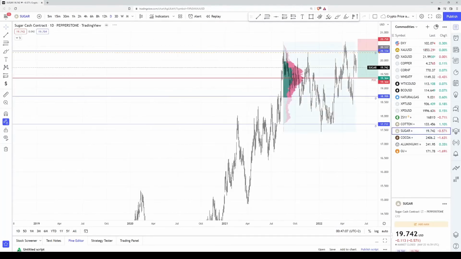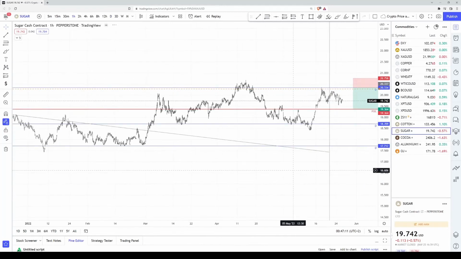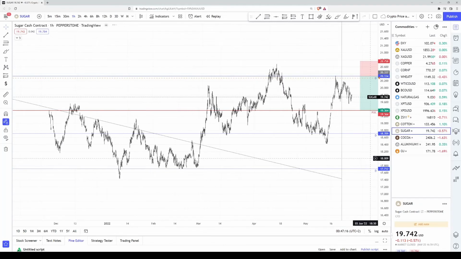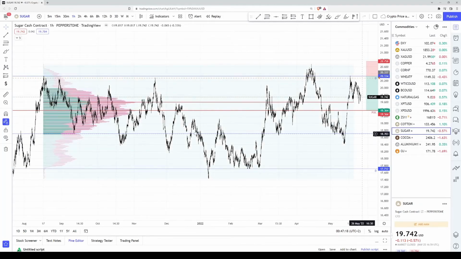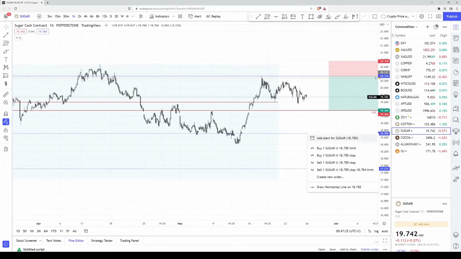Let me just take one second to look at the lower time frame. Maybe there was something interesting. This price level would also be an interesting place to go for a long. So maybe I'll just add an alert.